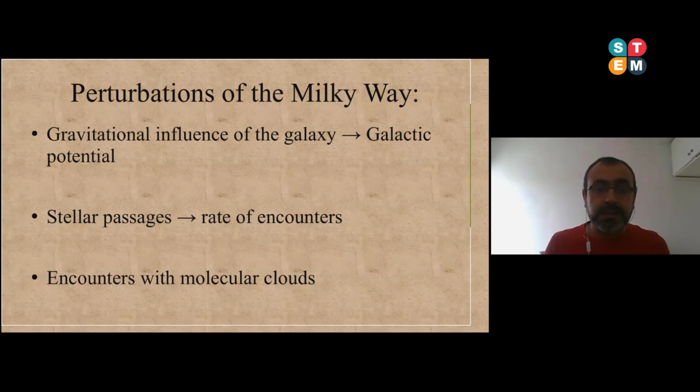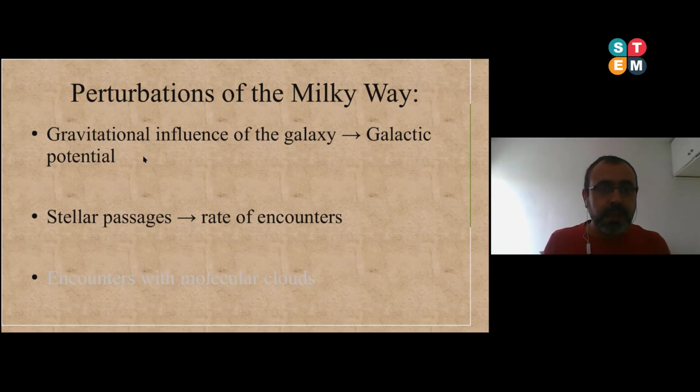Some stars close to the Sun can have a close approach and produce a disturbance of the particles of the cloud. The parameter which defines the importance of this phenomenon is the rate of encounters. There are other sources of perturbation, like molecular clouds, but I don't consider them in this study.